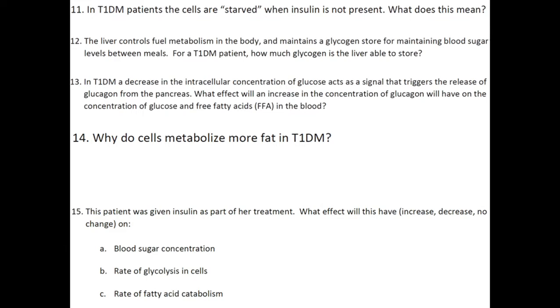Insulin changes glucose to glycogen. Glucagon changes glycogen to glucose. And this happens in the liver. As we talked about before, the liver is a very busy organ, and this is one of the important functions that the liver does.